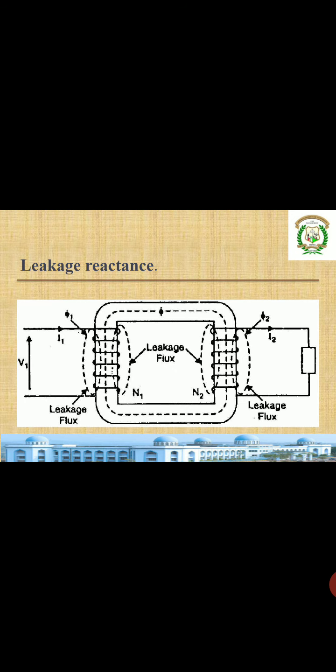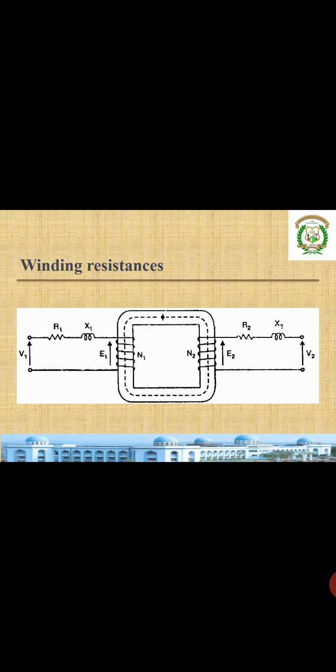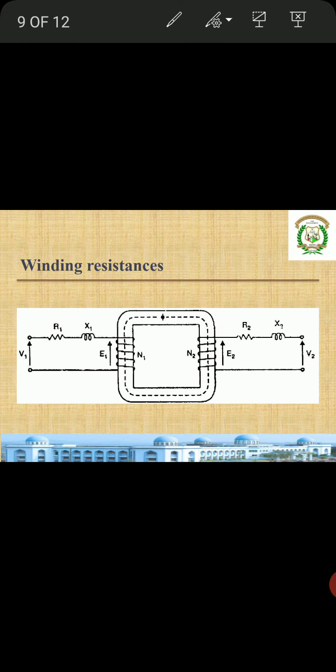Coming to the next, leakage reactance. See here, a part of the flux leaks, so there will be a leakage flux from the total flux. Because of this leakage flux, which links with the primary and secondary coils, one reactance arises. Because of this reactance, once again there will be drops as well as losses. That reactance is considered as X1 and X2, which I have shown in this figure. So compared to your ideal transformer, we have here iron losses, winding resistances, and winding reactances because of the leakage flux.